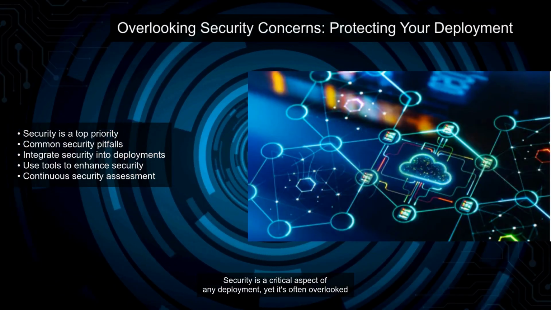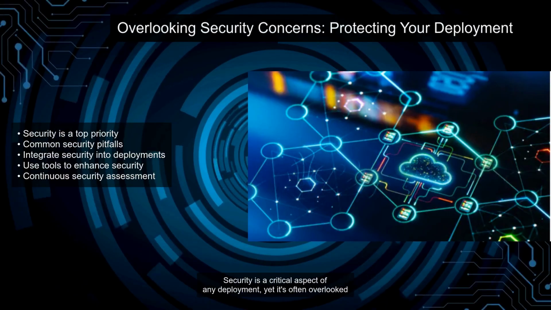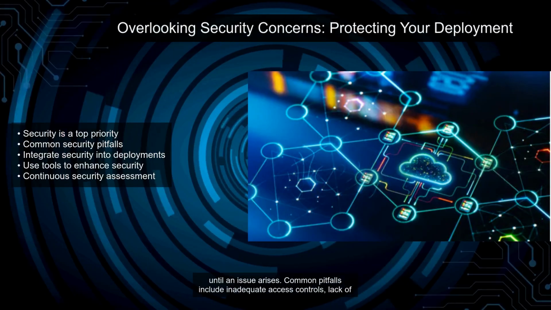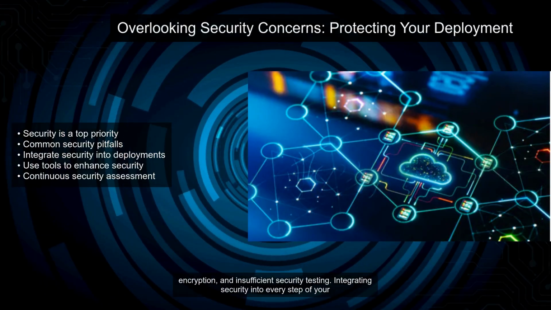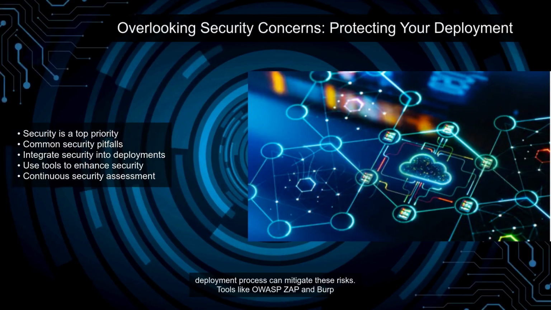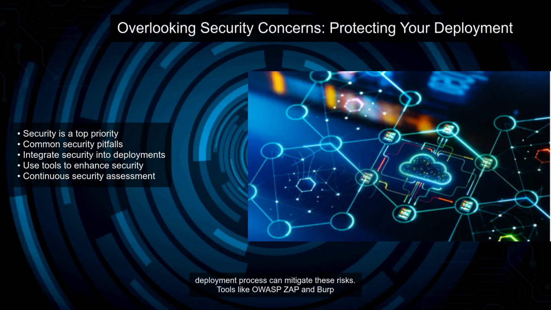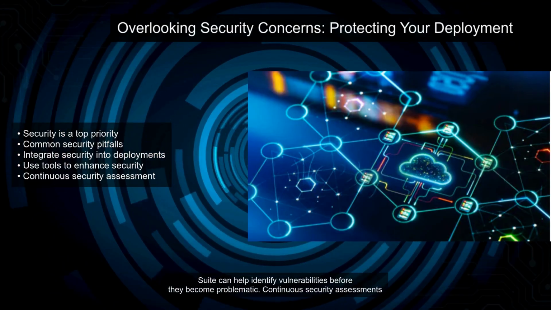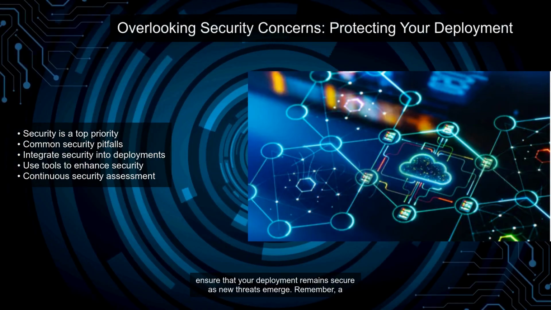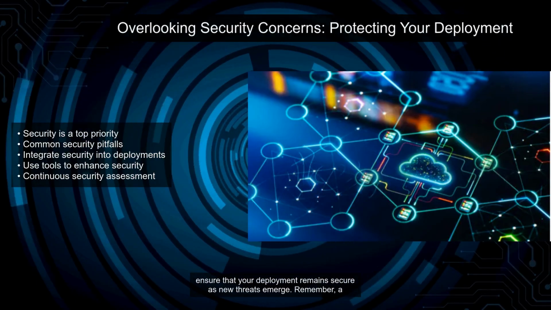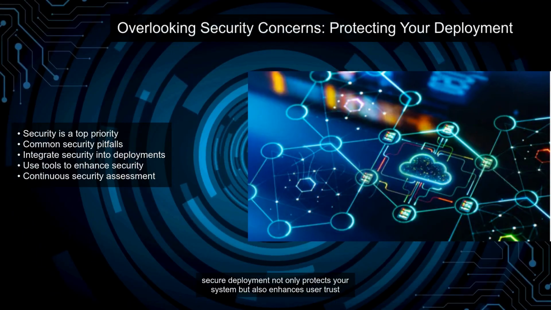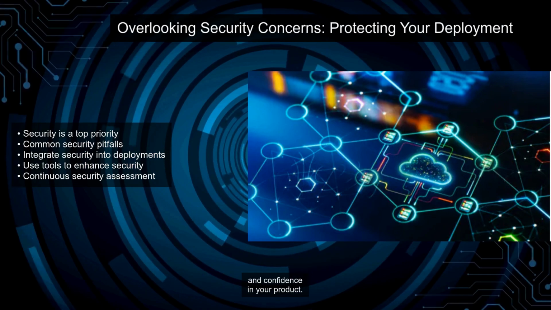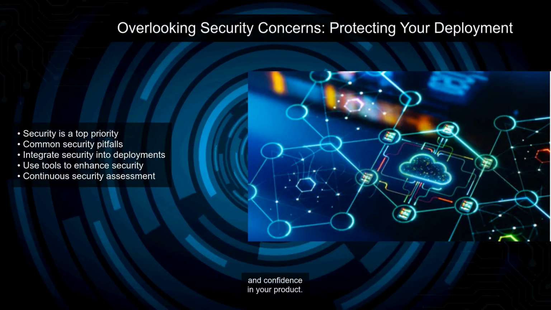Security is a critical aspect of any deployment, yet it's often overlooked until an issue arises. Common pitfalls include inadequate access controls, lack of encryption, and insufficient security testing. Integrating security into every step of your deployment process can mitigate these risks. Tools like OWASP ZAP and Burp Suite can help identify vulnerabilities before they become problematic. Continuous security assessments ensure that your deployment remains secure as new threats emerge. Remember, a secure deployment not only protects your system but also enhances user trust and confidence in your product.